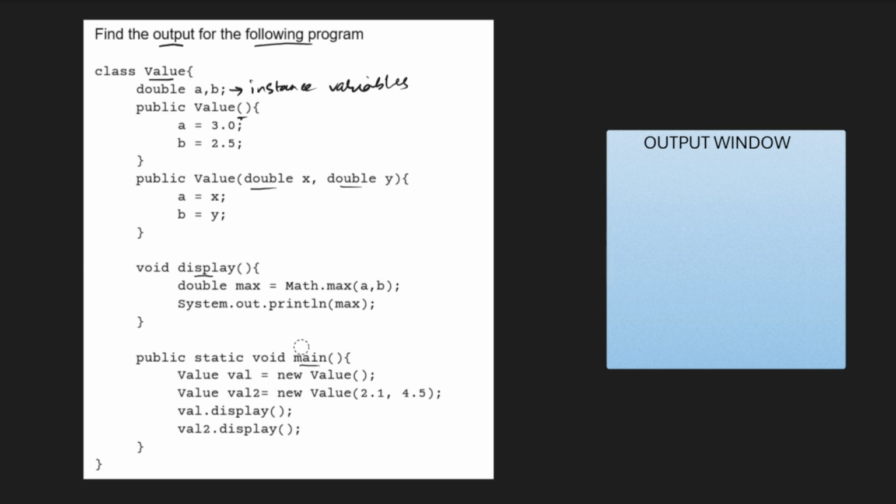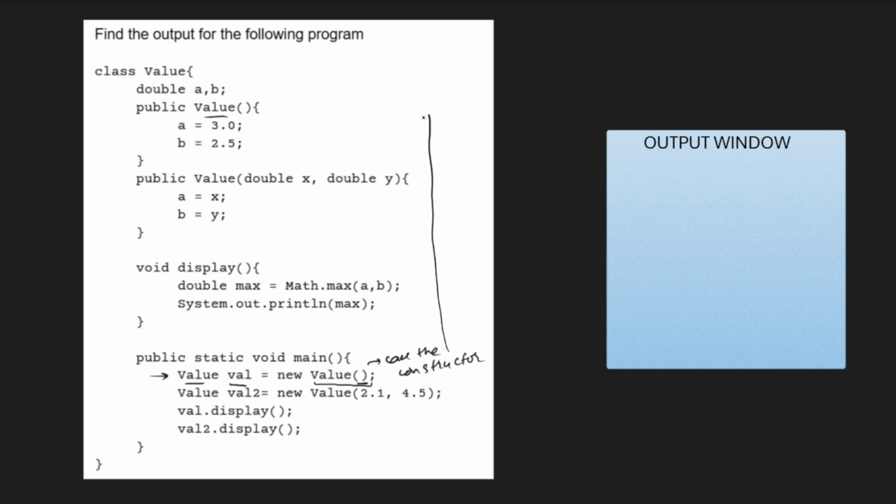Since the execution always starts from the main method, we're going to start executing from the main method. We're going to start with the first statement of our main method. The first statement is creating an object VAL of this class value. And this part of the object creation statement is going to call the constructor. Here, since I'm not passing any parameters, we're going to call a constructor that takes no parameters. In this class, we only have one constructor that takes no parameters. So we're going to be calling and executing this constructor.